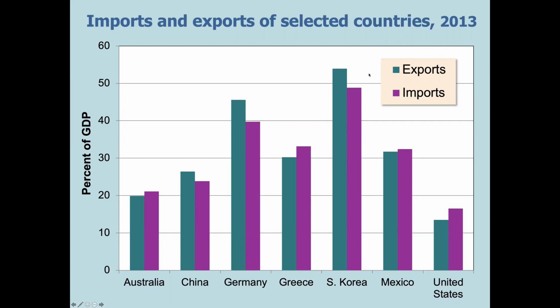But you can see for South Korea, it's almost half of GDP that's imports, and half of GDP that's exports. The gap is much smaller, but about half of GDP is imports and half is exports. The U.S., it's in the teens.